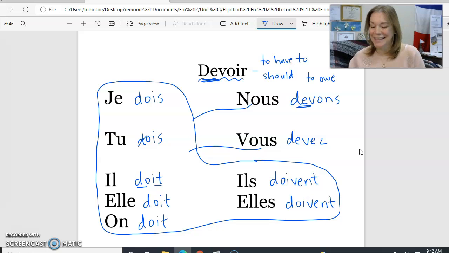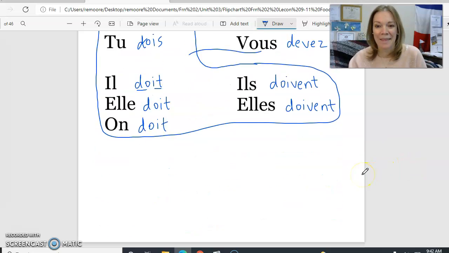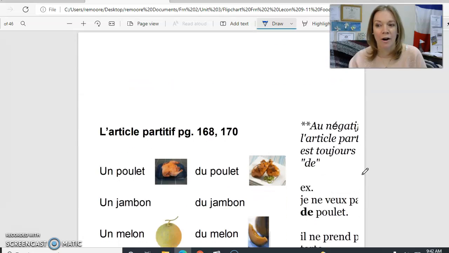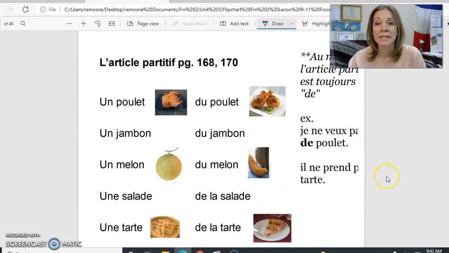Super bien. Class, there's one more part of this chapter, and that is learning about the partitive article. The partitive article is when you talk about some, a part of something, rather than the whole thing. So if we look over here at our pictures, and this is also found in your textbook on pages 168 and 170, we have an entire chicken. That's un poulet, a chicken. But if you only want some chicken, you say du poulet.